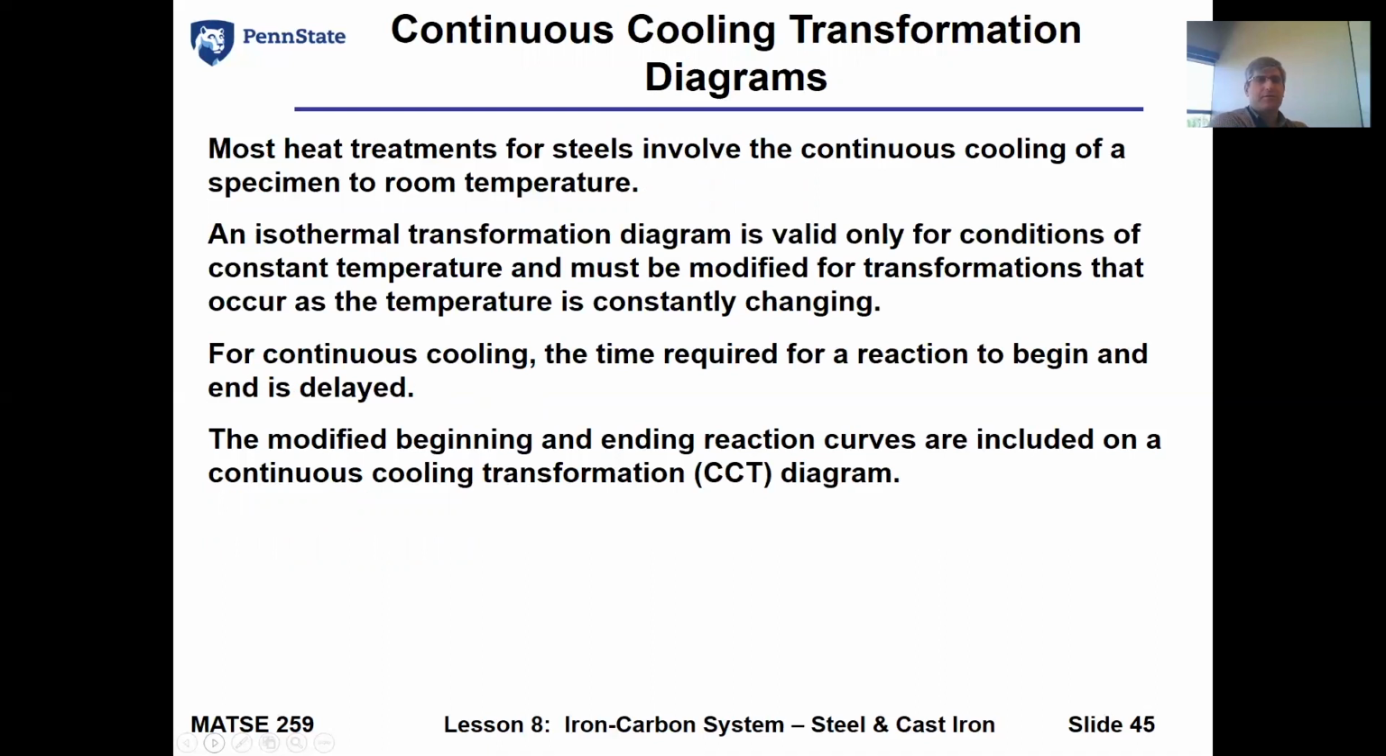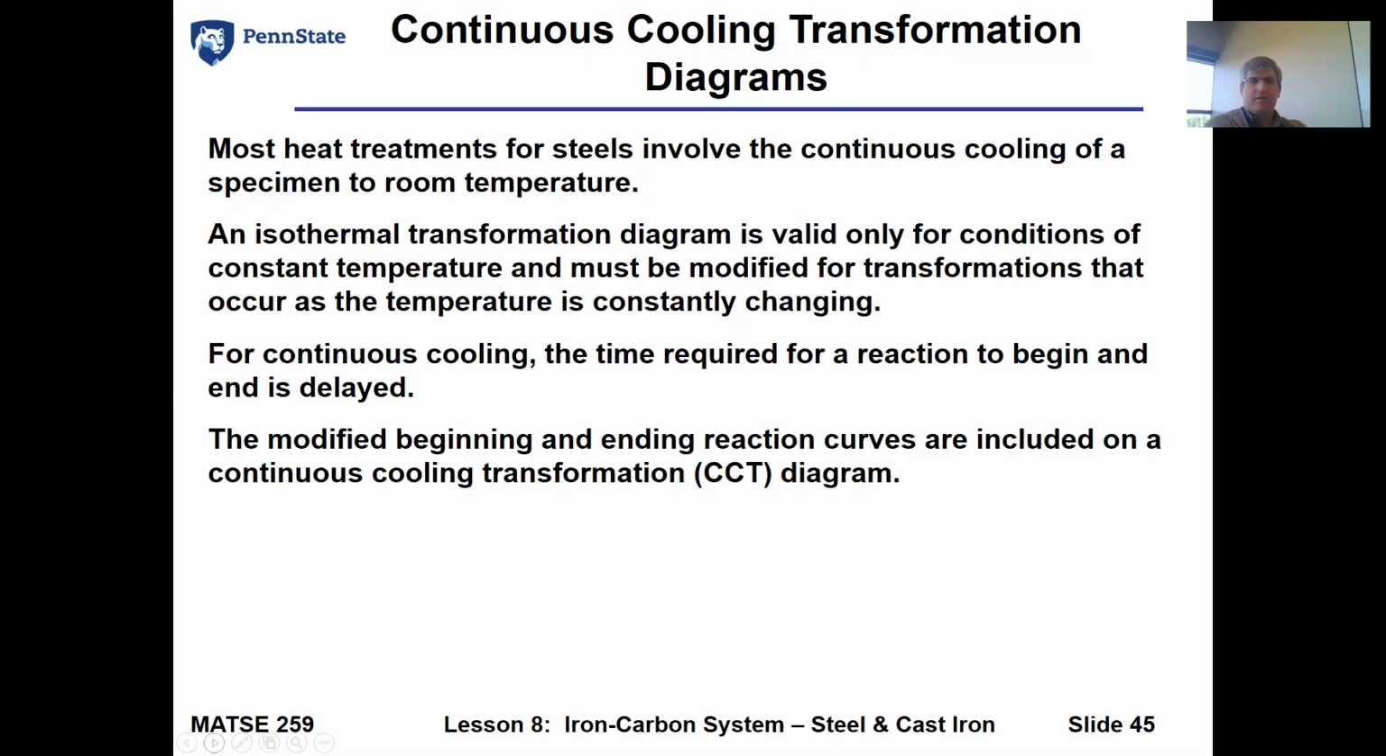So what are continuous cooling diagrams? If we really think of most heat treatments, we're not going to instantaneously cool from one temperature to another and hold at that temperature. Isothermal transformations, as we said, those TTT diagrams are only valid for constant temperatures. And if the temperature is constantly changing, the locations of those curves on that plot are going to move around as well, depending on what that cooling rate is and how the cooling is performed.